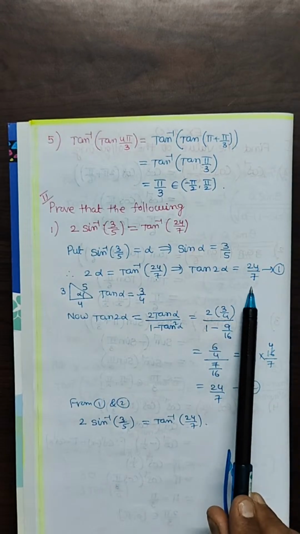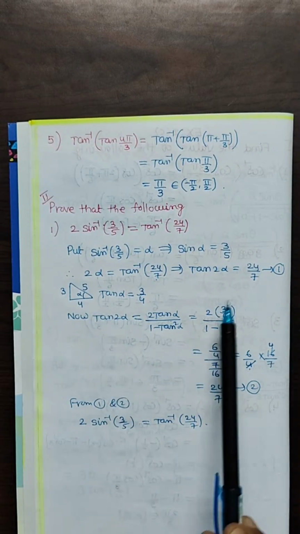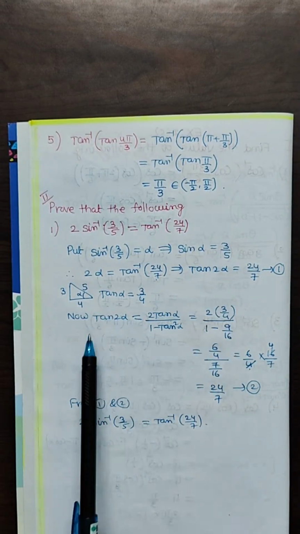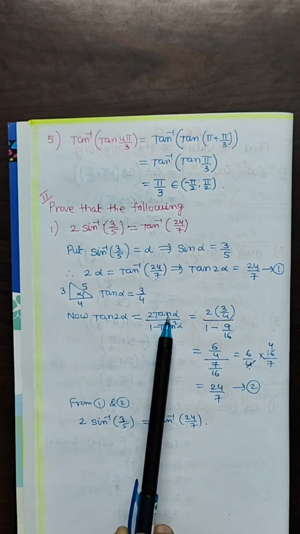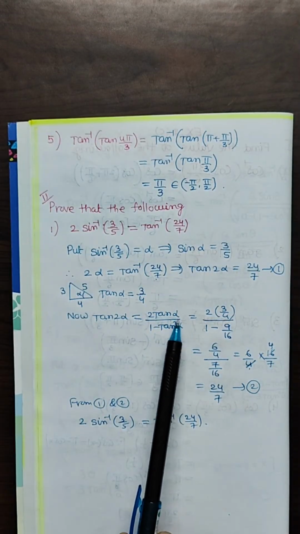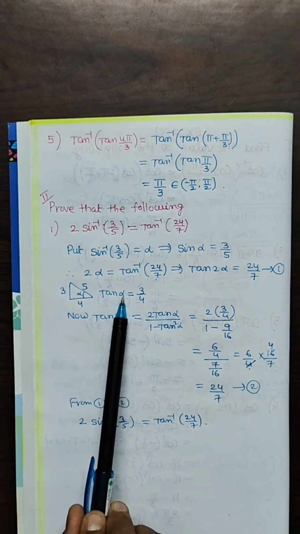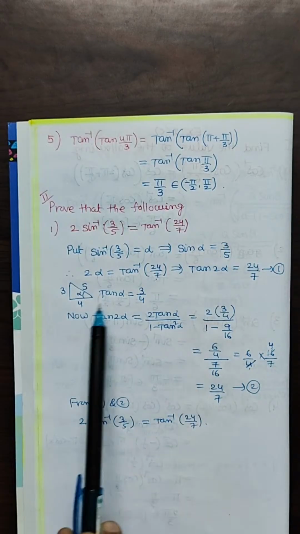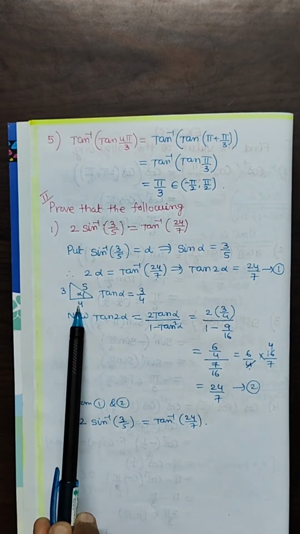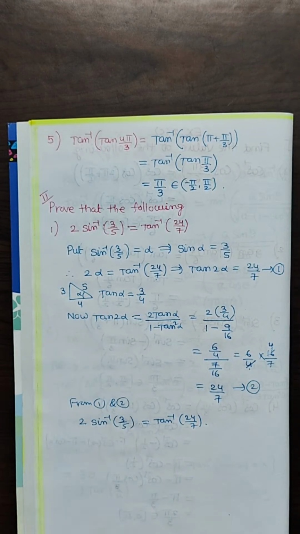So tan 2 alpha equals 24 by 7, we got it now. Equation number 1, you can keep it. Now from sin alpha, calculate the tan 2 alpha formula. Tan 2 alpha in terms of tan alpha is 2 tan alpha by 1 minus tan square alpha. Wherever tan alpha is there, replace with 3 by 4. How do we get tan alpha is 3 by 4? Our definition of sin alpha is opposite by hypotenuse, 3 by 5. By using Pythagorean triples, you will get 4 here. So tan alpha equals 3 by 4. Replace tan alpha with 3 by 4 and simplify.